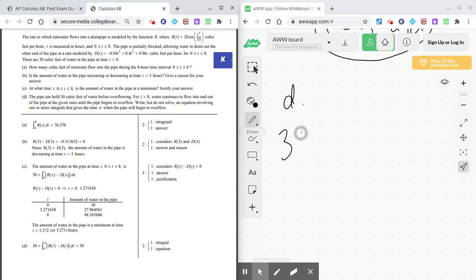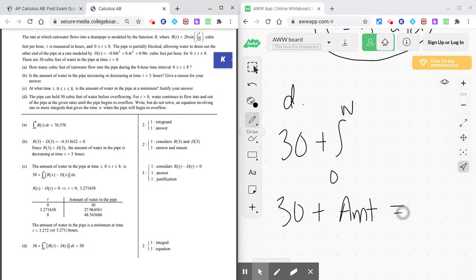It was 30 plus the integral. And they rewrote this because they say the time is greater than 0. But do not solve an equation involving one or more integrals that gives the time w. We need to make this w up here, that integral from 0 to w. Because what we're going to say is initial plus the total amount added and removed equals 50. And if we can find the time when this left side equals 50, then we're good to go.